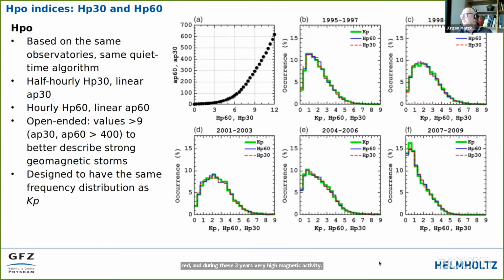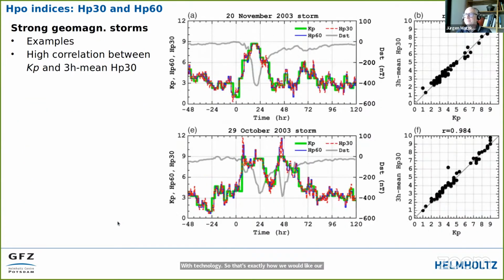And now if we go to 2007 to 2009, very quiet geomagnetic conditions, again, the same 3 indices, they have the identical distribution of index values to each other, but very different to the other year with the high magnetic activity. So that's exactly how we would like our new index to behave.